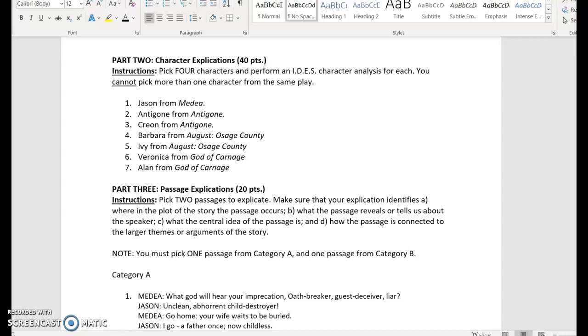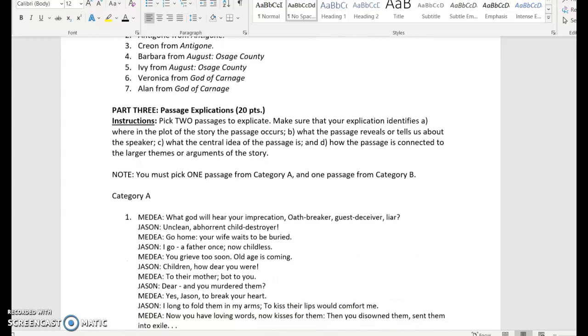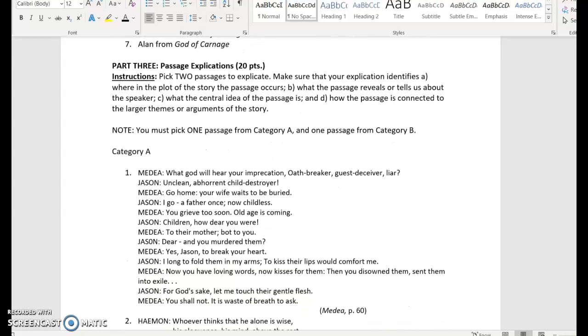So finally is the passage explications. And all I need to say here to wrap things up is to make sure that you use these 4 reminders here, A, B, C, and D, as you build your passage explications. And finally, to notice that all you have to do is explicate 2 passages here, one from category A and one from category B. Be very aware that I do not want to see 2 passage explications from category A or 2 passage explications from category B, one from each. So just make sure that you follow that instruction.